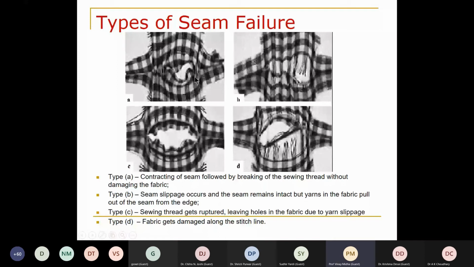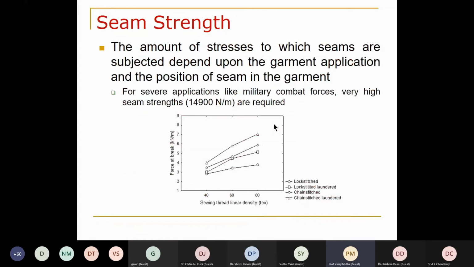So when comparing the performance of different fabrics, garments, seams, the type of the failure should also be noted down. And they can be compared only when they have a similar type of failure.